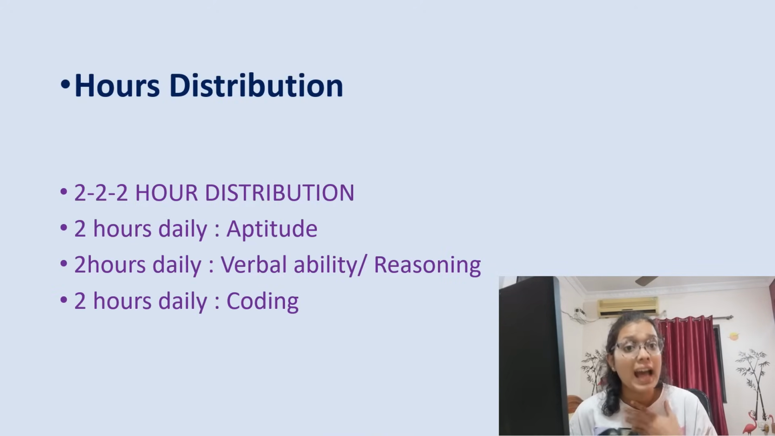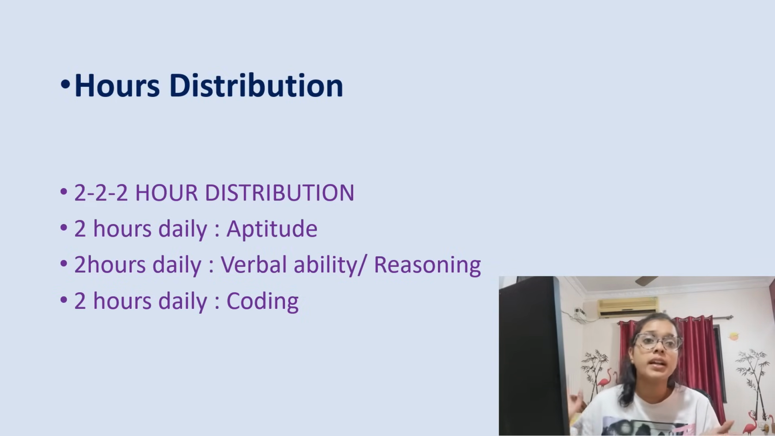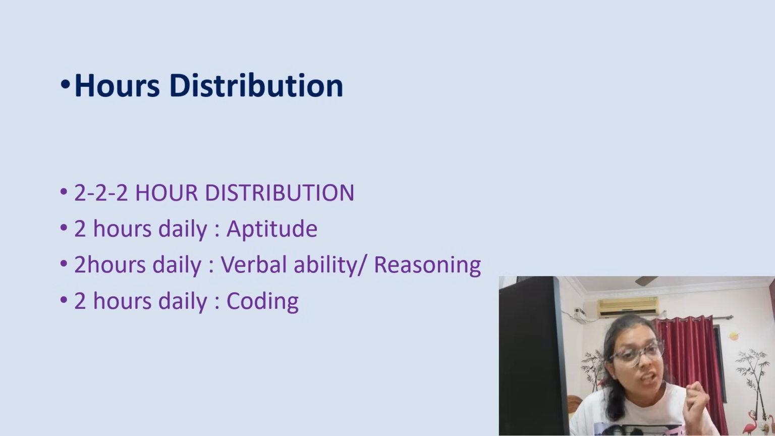Hours distribution, what I used, my strategy, as you can see, the 2 hours distribution. Basically, I saw to it that I give 6 hours for the preparation of coding, aptitude, reasoning, everything. 2 hours daily I gave for aptitude, 2 hours for verbal ability and reasoning. 1 day verbal, 1 day reasoning. And I practiced aptitude daily because I was a little weak at aptitude. So aptitude, verbal, reasoning, and 2 hours regularly I dedicated for coding related questions.